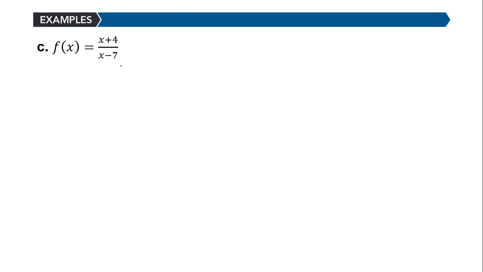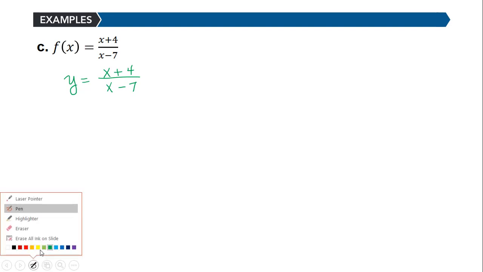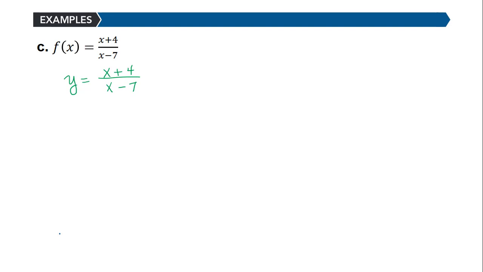Example C. f of x is equal to the quantity (x plus 4) divided by the quantity (x minus 7). We will first write this as y equals (x plus 4) all over (x minus 7). Then the rule is that we have to interchange the x and the y. This means we will get x is equal to (y plus 4) over (y minus 7).